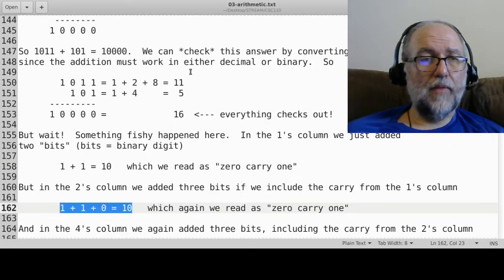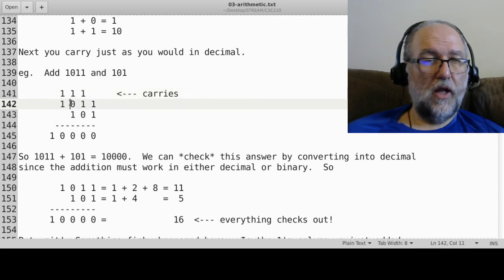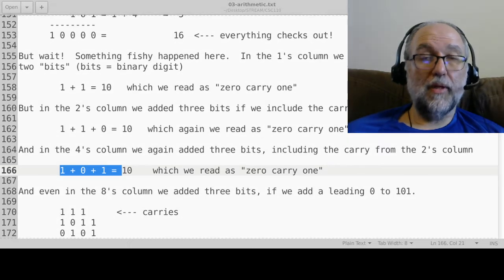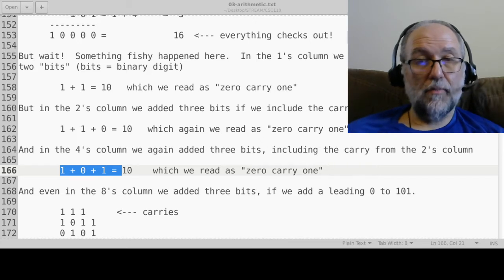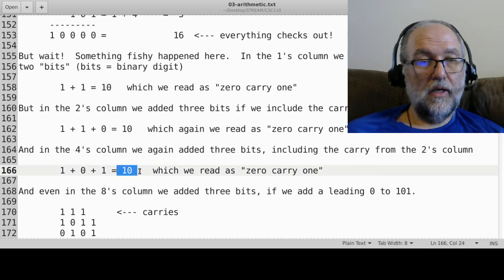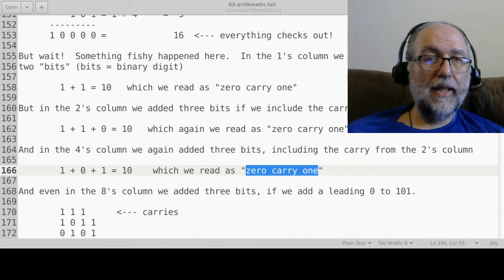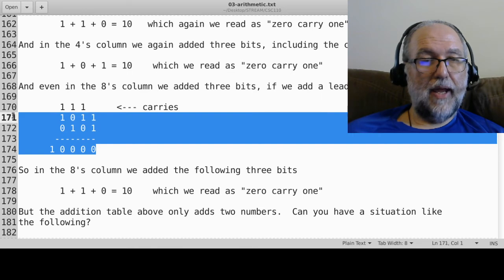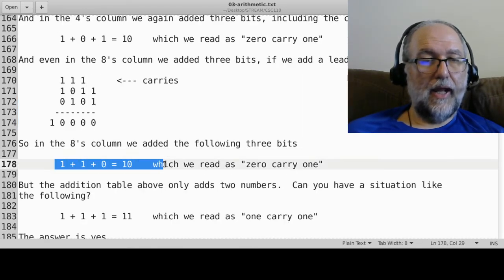In the 4's column, I had a similar situation where I had a 1 from the 2's column being carried over plus 0 plus 1. Okay, and so if I take a look at the 4's column, I had 1 plus 0 plus 1. I'm still adding 3 bits. One of them happens to be a 0, which I can drop. So 1 plus 0 plus 1 is the same as 1 plus 1, which is 1, 0, or 0 carry 1. Okay, and then finally in the 8's column, I had the same thing again. Okay, and I got my answer.